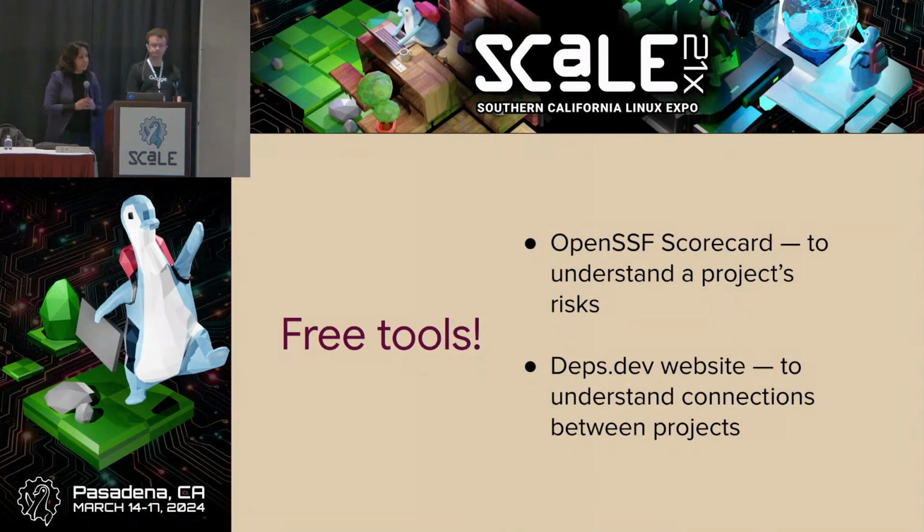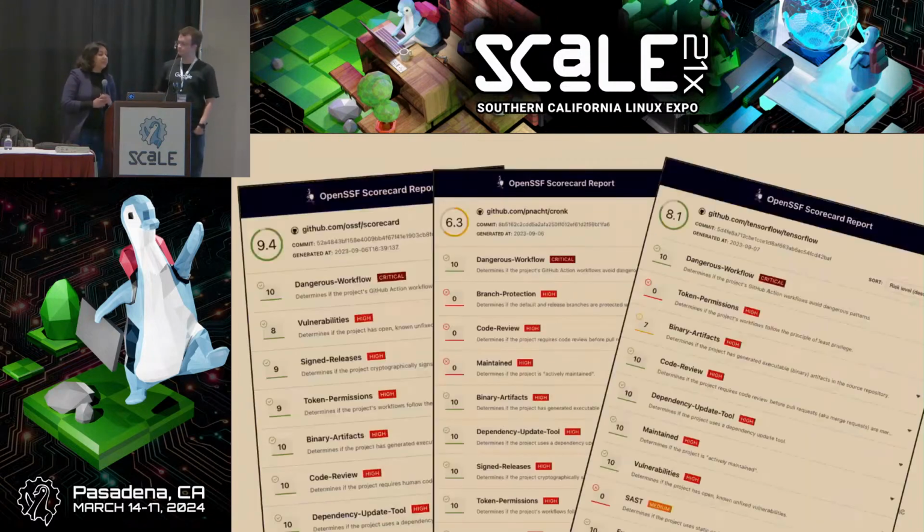These are 2 free tools we can introduce you to that can help out a lot. Scorecard to understand your own or another project's risks, and then deps.dev to understand how projects are interconnected. With these 2 together, you can better understand what risk category your project falls into, how to evaluate projects you use or depend on, and which recommendations actually apply to you.